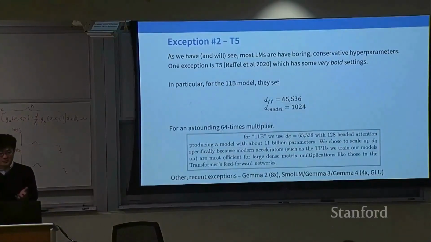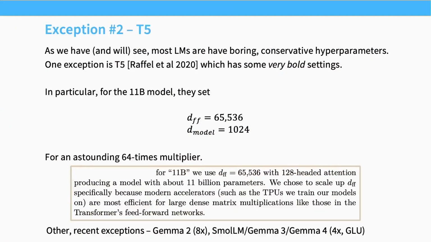Okay, there's another exception which I find to be very funny, but also very, very cool, which is, as you read these technical reports, you'll find that most people are just very boring in their choice of architectures. They're like, we did Llama, but we changed one thing. But folks at Google are very bold sometimes. And T5 is one of my favorite ones because they have some really bold settings. They decided that instead of following this 4x rule of thumb, they want to have a 64x multiplier, which is way bigger than 4.